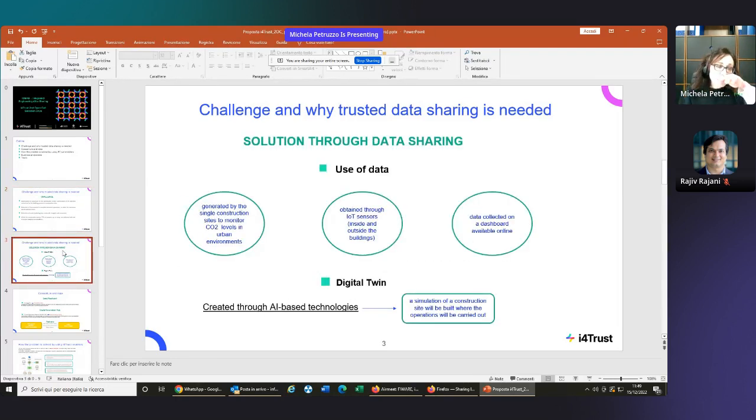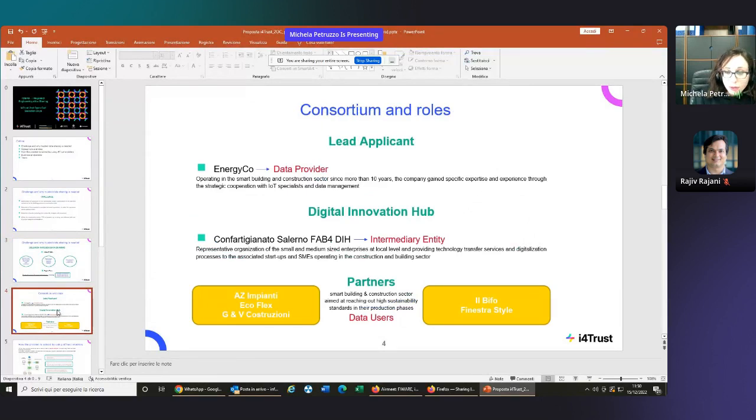So what is the solution that we want to achieve through data sharing? We want to use data obtained through IoT sensors inside and outside the buildings in order to create a digital twin. The data generated by the single construction site, also to monitor CO2 levels in the environments, will be collected on a dashboard, and a digital twin will be created in order to simulate a construction site, monitor all the operations and achieve the best possible models in terms of efficiency and sustainability.